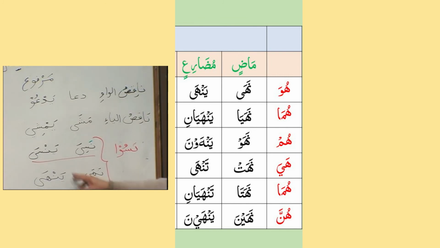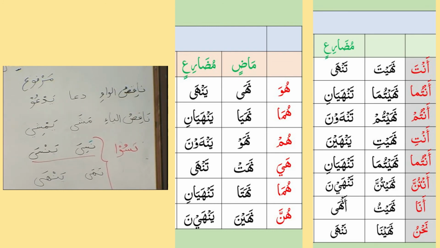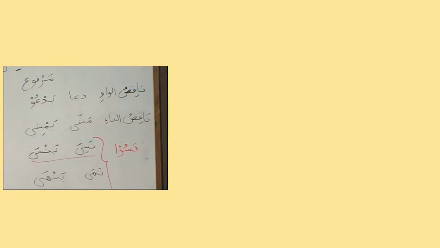Now, yanha. That will be the same way as yansa. Yanha, yanhayani, yanhawna, mashallah. Yanhawna. And then tanha, tanhayani, yanhayna. Yanhayna. Then tanha, anta tanha, tanhayani, tanhawna, tanhayna, tanhayani, tanhayna. And again anha, nanha. Fine, you got it, brother.